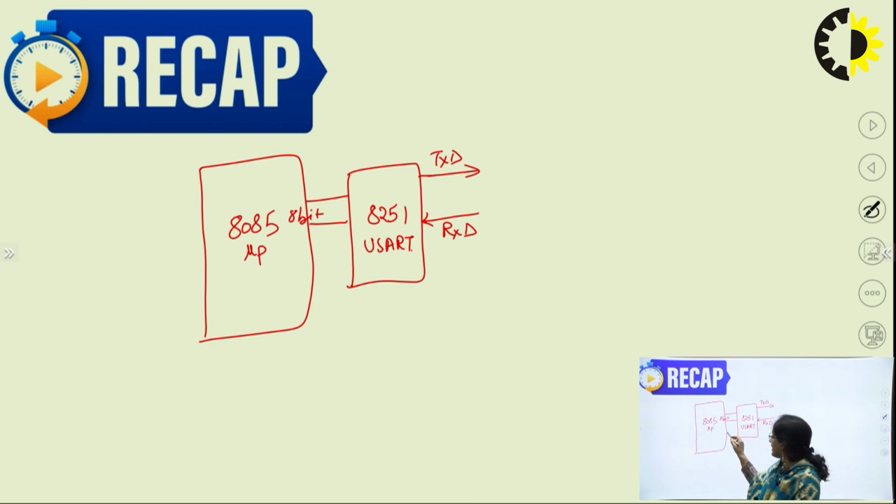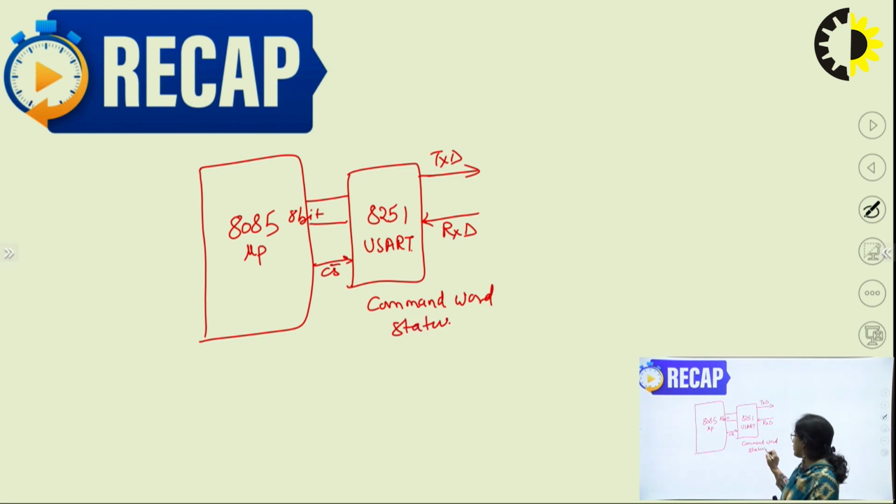First of all, it has to select this using chip select logic. Then it has to configure this 8251. So 8251 has a command word, control word register and status registers. The microprocessor first has to configure this 8251: whether it has to communicate synchronously or asynchronously, with what baud rate, and how many data bits have to be transferred. All this information has to be written to the command word to configure the 8251. Once 8251 is configured by 8085 or any other microprocessor, the 8251 is ready for communication.